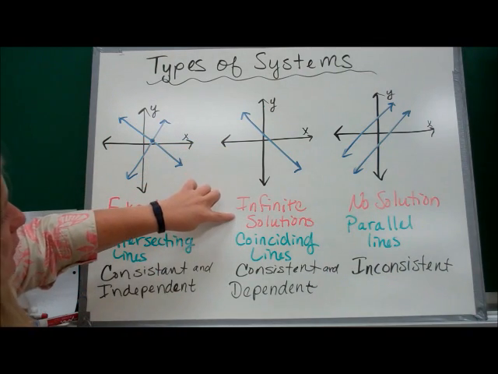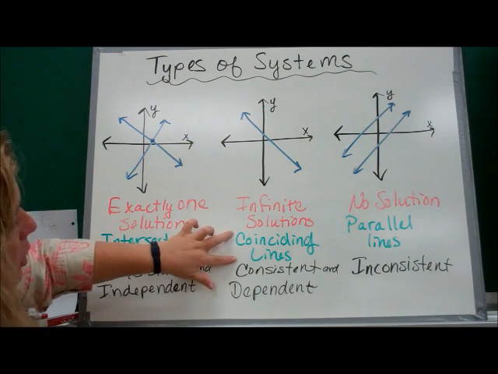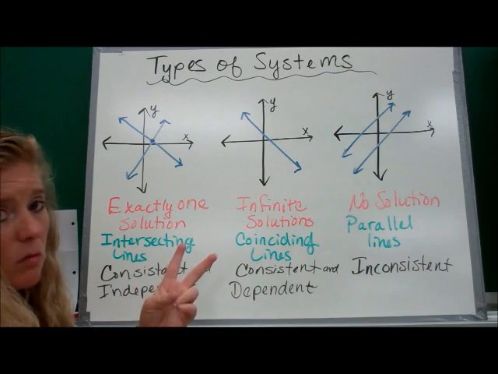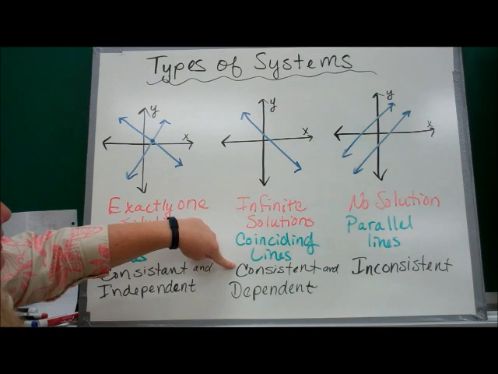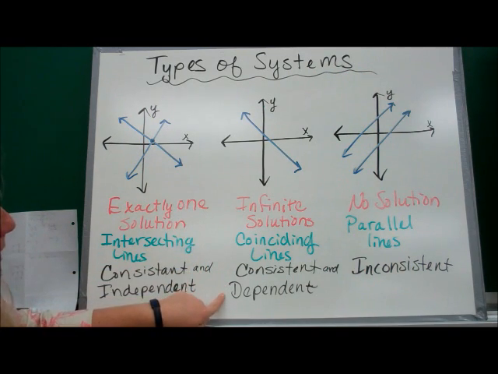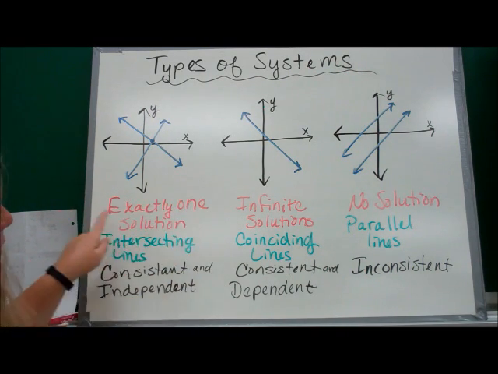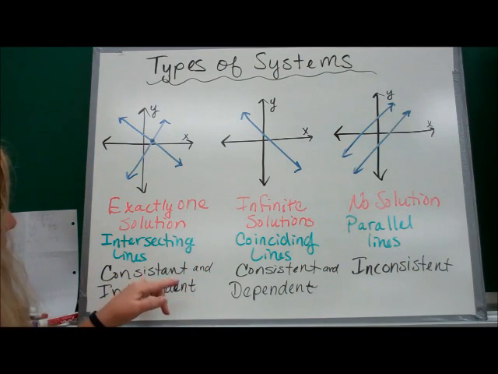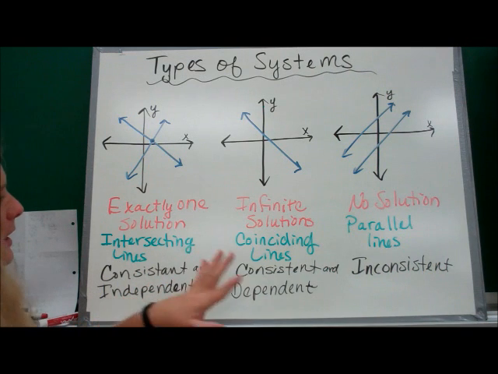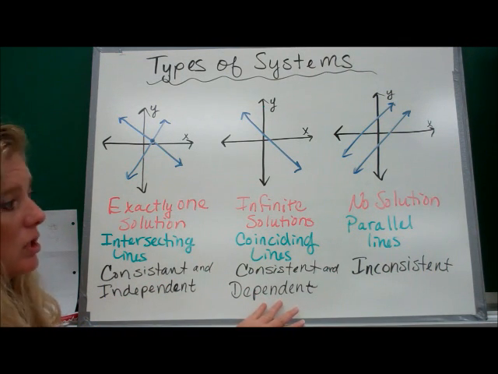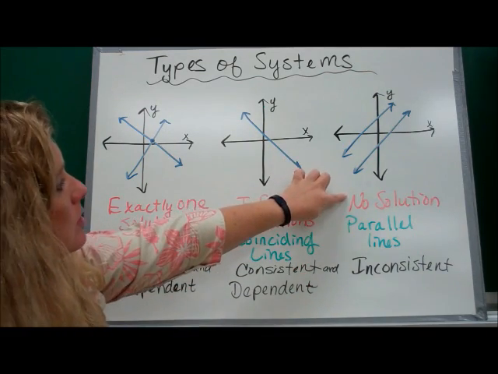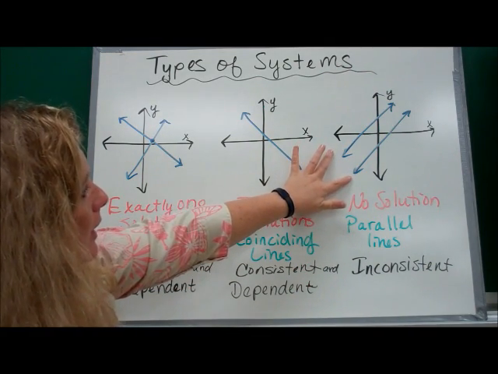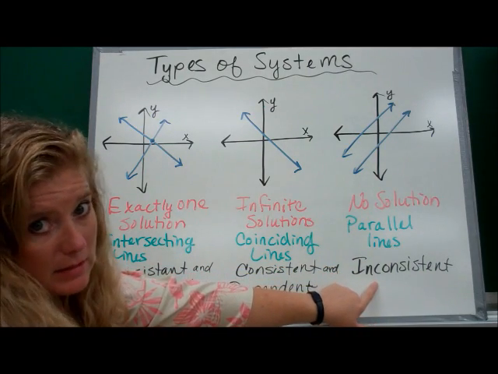Another type, we have infinite solutions. These are coinciding lines, meaning 2 equations for the same exact line. These are said to be consistent and dependent. If it has a solution at all, it is consistent. If it has one solution, it's independent. If it has infinite solutions, it is dependent. Then the third type is no solution. Parallel lines, and it's inconsistent.